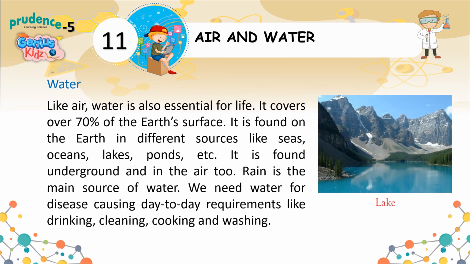Water. Like air, water is also essential for life. It covers over 70% of the Earth's surface. It is found on the Earth in different sources like seas, oceans, lakes, ponds, etc. It is found underground and in the air too. Rain is the main source of water. We need water for day-to-day requirements like drinking, cleaning, cooking and washing.